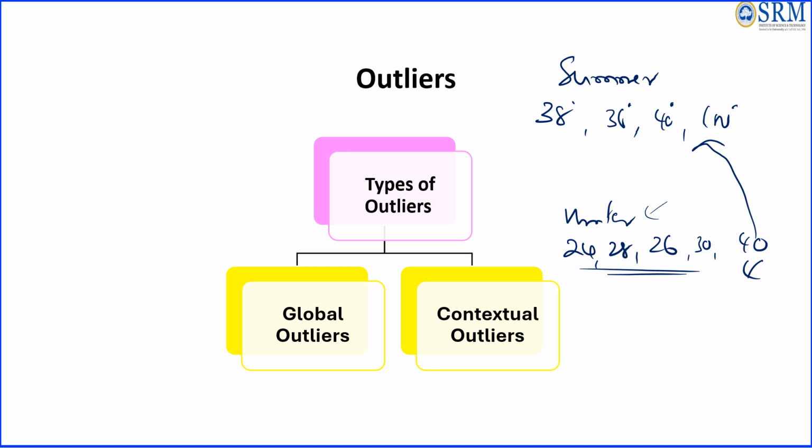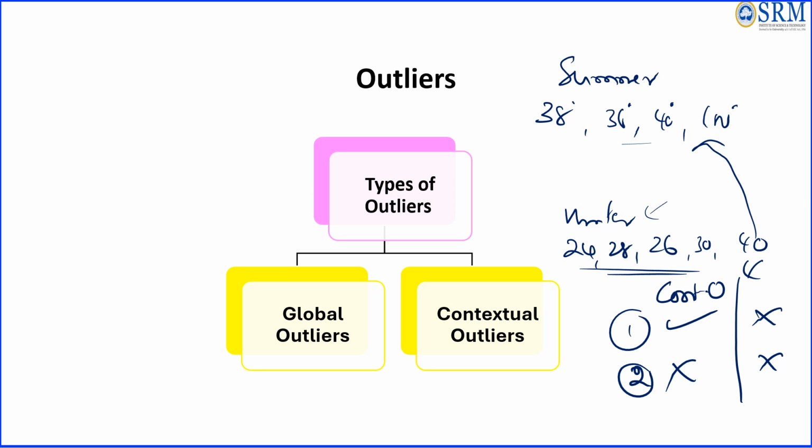This is called contextual. So this 40 is a contextual outlier because for one particular category it is an outlier, but the same value is to be considered for the other category. That is, in one case it is taken, in the second case it is not taken. So this is your contextual outlier. Whereas in the next case, 100 is impossible in India both in summer as well as winter. So in both categories it is not taken. That is called a global outlier. So this is the difference between contextual outlier and global outlier.